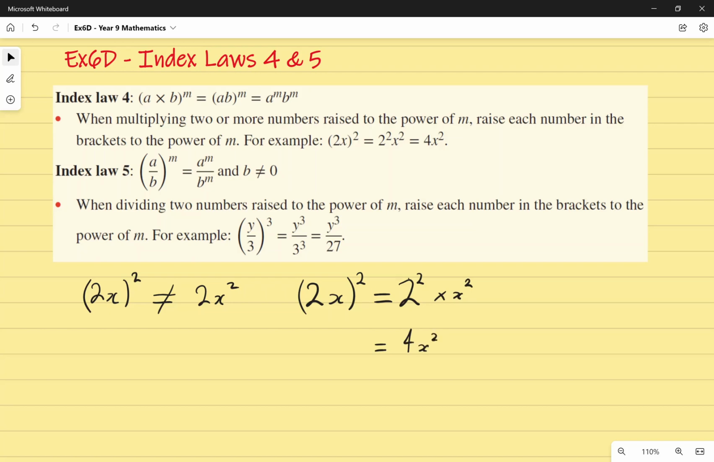So it's really key that we remember to square every term inside, both the number at the front and any algebraic pronumerals like x, a, b, y, anything like that. We have to square all of them within it.